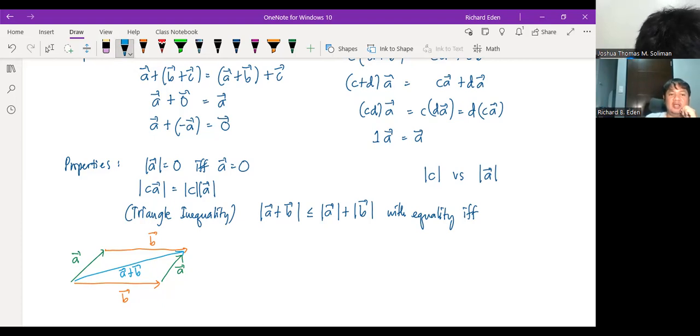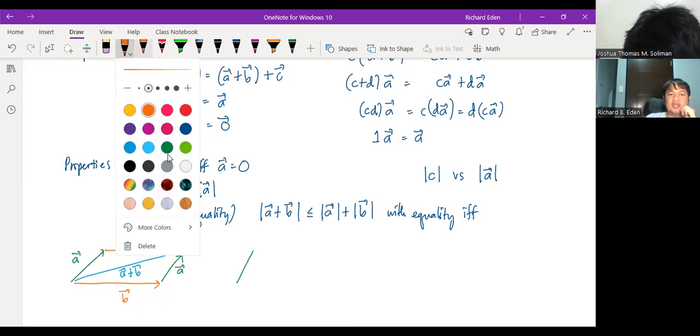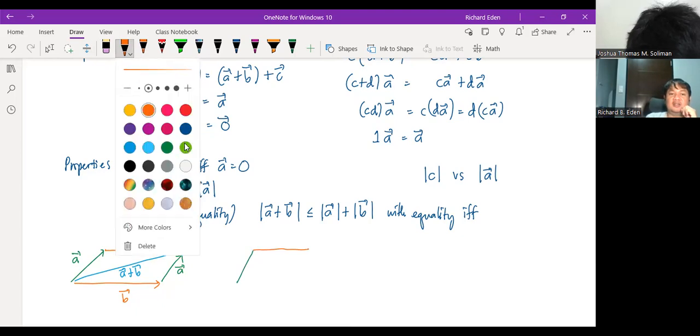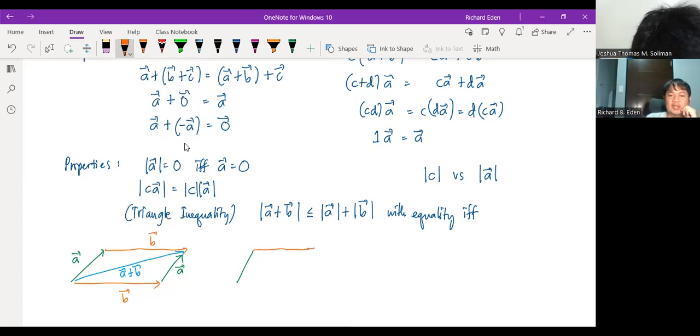Now, if you look at the triangle that's formed here, you get a triangle whose sides are the lengths of the vectors. So here, how long is this side? The length of vector B. And then how long is this side? The length of vector A. And then how long is this other side? The length is going to be the length of the sum of the two vectors.